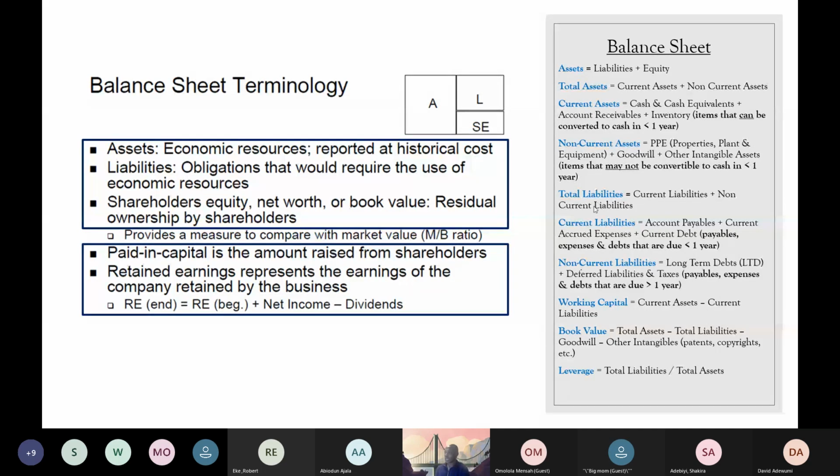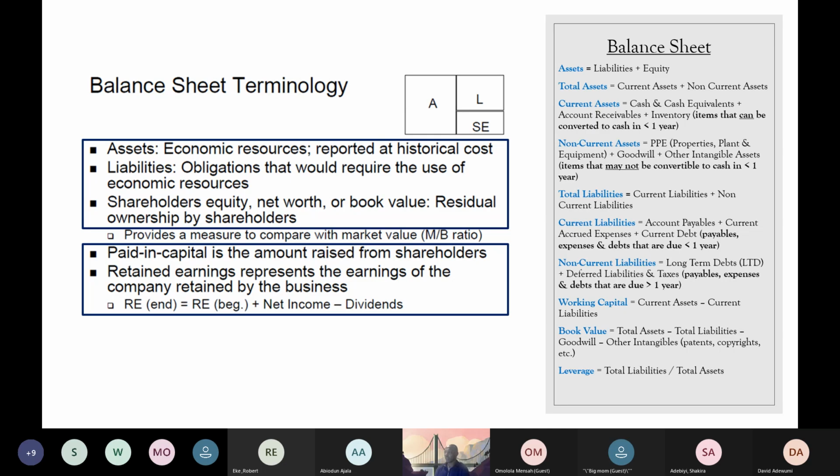The other important item that we talk about is liability. And again, liability is broken down into current and non-current. Same thought process. Debt that you have to pay within the next year, and then debt that can be paid over time. It's not due within the next year.